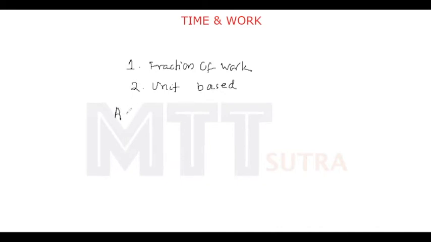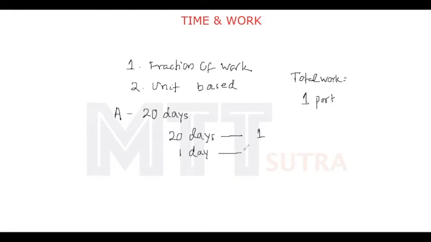A is a person. A takes 20 days to do a particular job. In time and work questions, always remember that the total amount of work is always one part. So I can say that in 20 days, A can do one part of the job. In one day, how much work will be done by A? That is 1/20th of the work. So this is the concept you will be using in different questions.